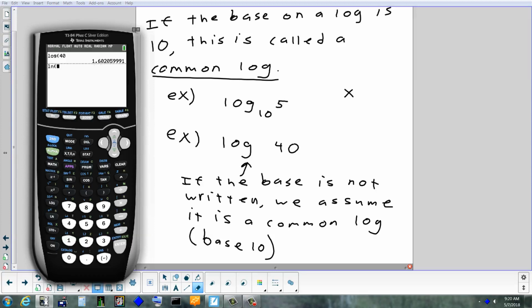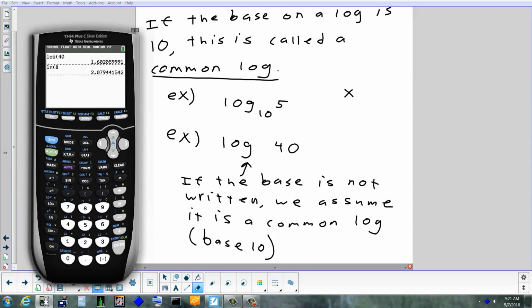If I type in ln of 8, that's another exponent. Okay? The top one is base 10. The bottom one, base e. Okay? If you want to do a base other than 10 or e, well, what if you wanted to do log base 7? Okay? There is no log base 7 button. They can't put a button for every single base because the base could be any number you can think of. So there is a way to type it in. When you have a different base, we're not going to look at that until tomorrow.